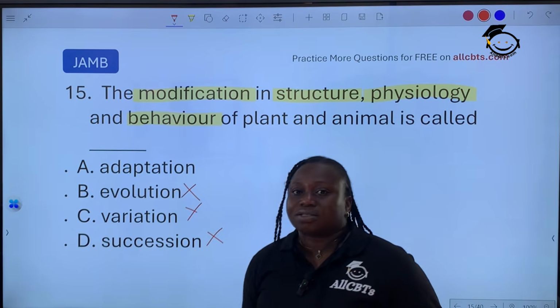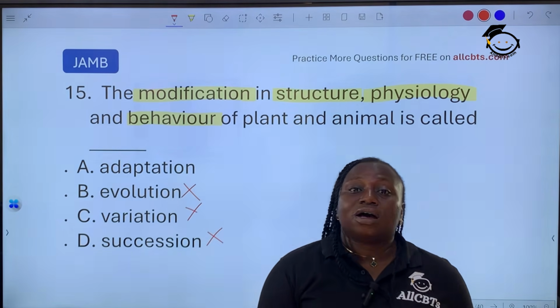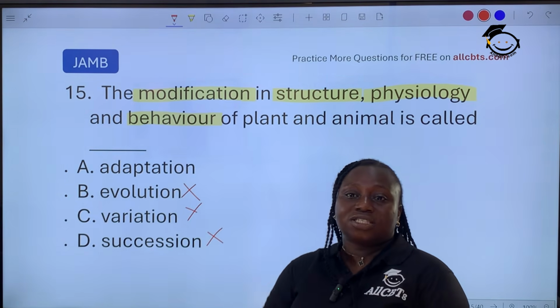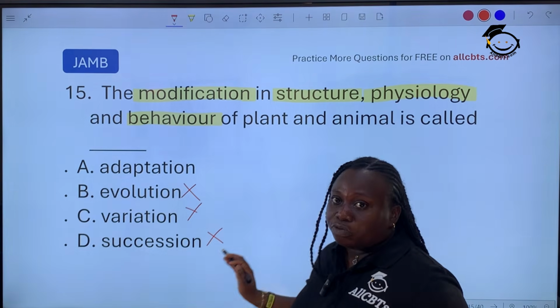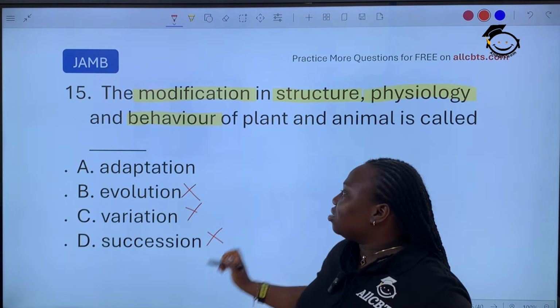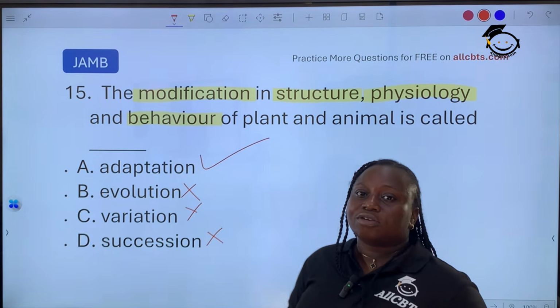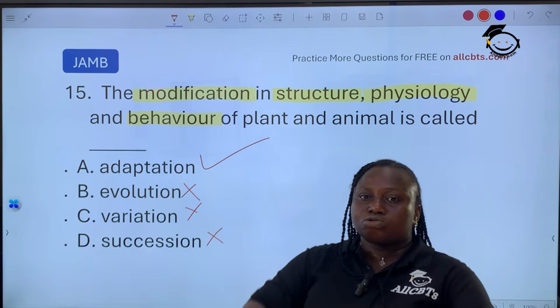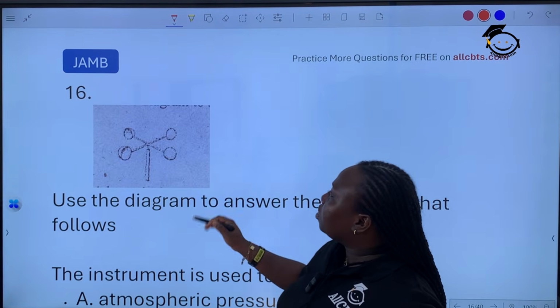Succession will tell you that these are the first organisms I can see here, followed by these organisms, followed by these other organisms. That's what succession tells you about competition. So our answer here is adaptation, because it is the modification. It is going to change itself gradually to suit that particular place. Number 16.